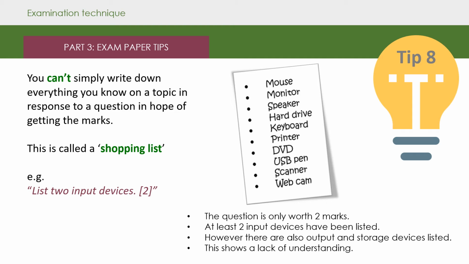Now, the question is only worth 2 marks, and they have indeed listed at least 2 input devices in their answer. However, there's a long list and they also contain output and storage devices. This is a clear example of a shopping list and shows the examiner a lack of understanding. So even though there are 2 correct answers, it's more likely that this answer will be awarded 0 marks.